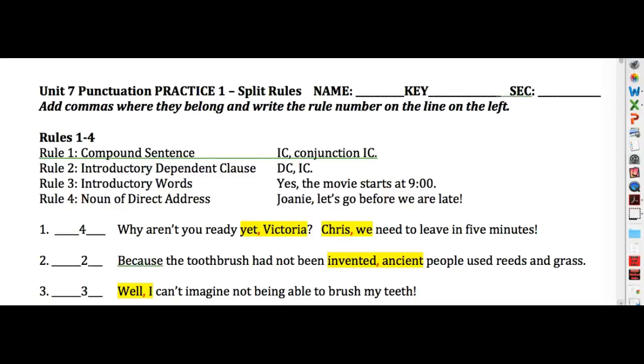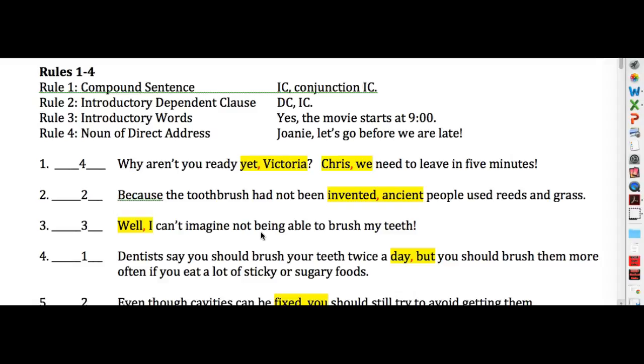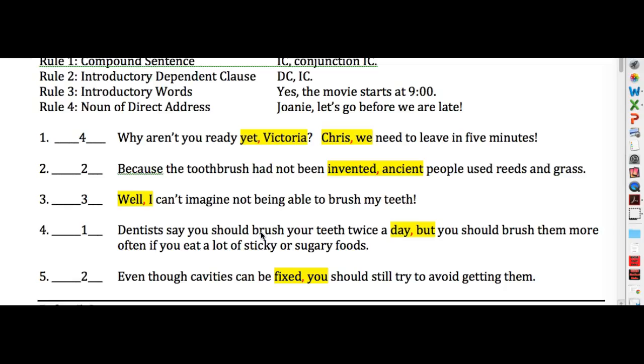Please pull up your punctuation practice 1, your commas, and we'll go over the split rules very quickly, and then we'll move on to the part that you were to do on your own, which is the practice 1 on the back side. So first of all, we're looking at going over the rules just a little bit at a time. So you only could use these 4 rules for these 5 sentences.